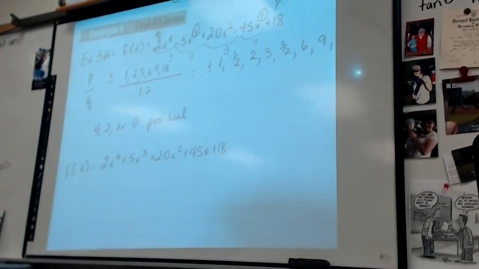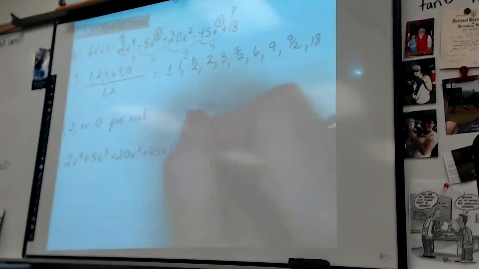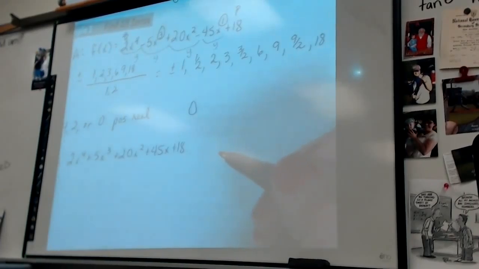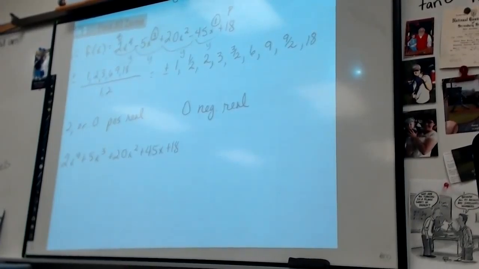Okay. Well, that's not terrible. That just means we don't need to try any negatives. Well, I'm guessing there's probably going to be at least 2. All right. So 0 negative real. So we don't want to try any of the negatives. They're not going to work.